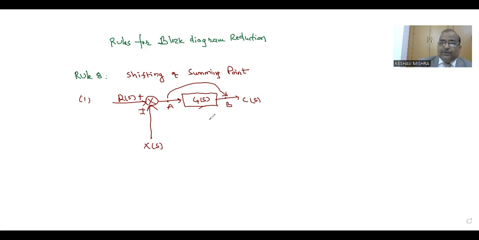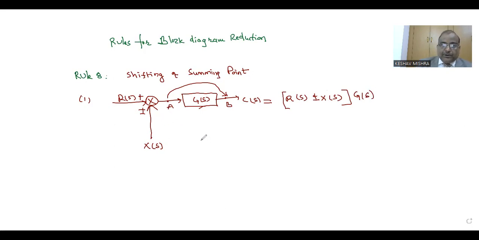And once again, we will apply the same concept, and the concept is that the final output C(s) should not change in this shifting of the summing point. So in this particular case, if we find the output, C(s) is equal to R(s) plus minus X(s) multiplied with the forward path transfer function G(s).